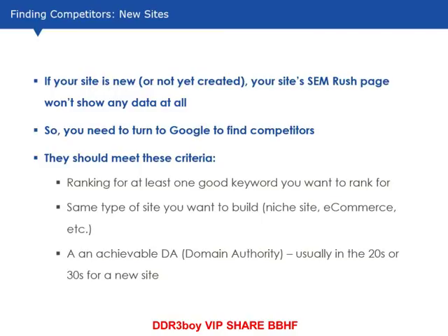It's the same type of site that you want to build, whether that's a niche site, an e-commerce site, or something else. And it has an achievable domain authority, ideally, usually in the 20s or 30s for a new site, meaning you don't want to look at all the keywords for extremely competitive websites. You want to find something that is newer or less authoritative and try to target similar keywords to what they're targeting, just because you're more likely to achieve that.